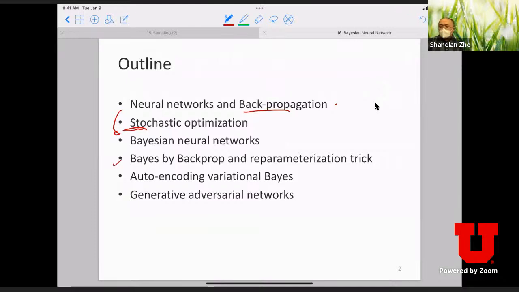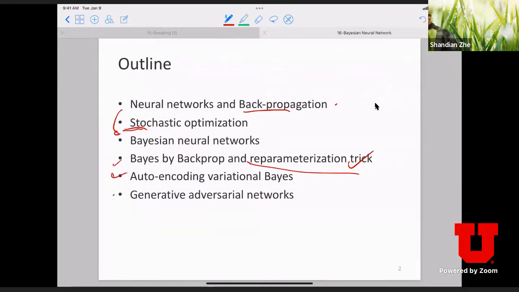And we want to use this algorithm as an instance to showcase another very important trick in training Bayesian neural networks. It's called the reparameterization trick. It's basically a standard trick you're going to use in learning Bayesian or probabilistic neural networks.